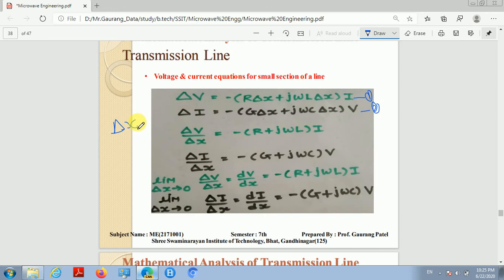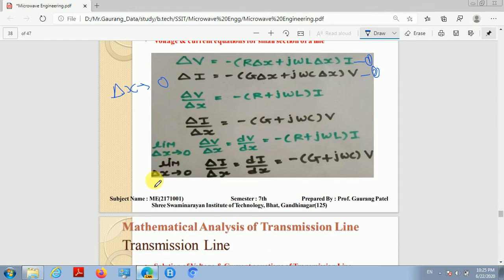So if I take the limit delta x tends to 0, then delta V divided by delta x can be written as dV divided by dx. So this becomes dV/dx equal to minus (R plus j omega L) into I. Similarly, limit delta x tends to 0, delta I divided by delta x is dI/dx equal to minus (G plus j omega C) into V. If we make this assumption, then this lumped circuit model will be valid for arbitrarily high frequency, because at high frequency the lambda value should be small and we can ignore the transient time effect.